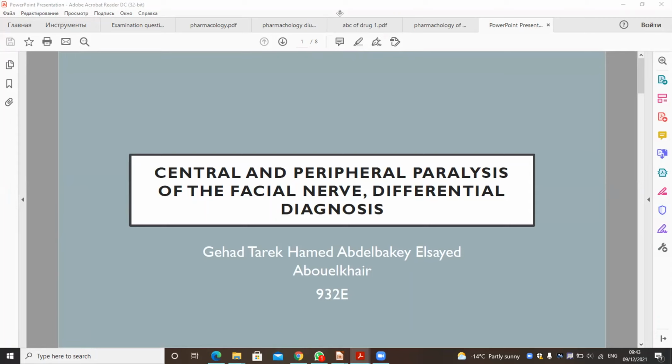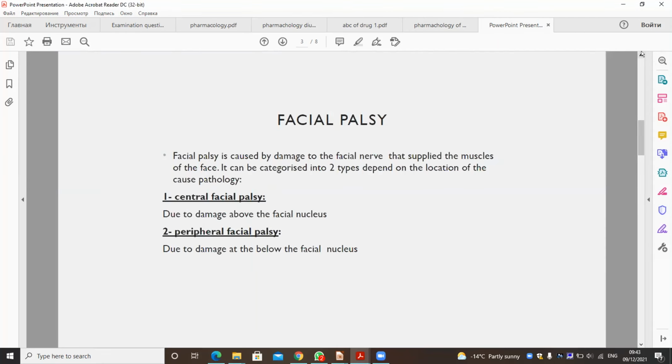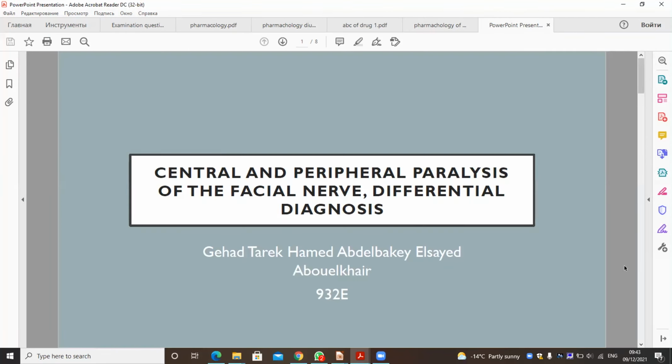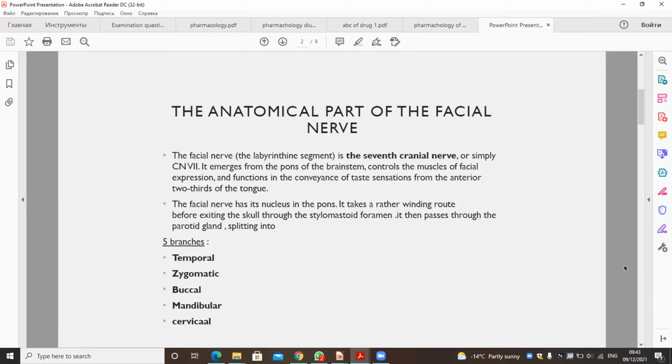Okay. The topic will be about the central and peripheral paralysis of the facial nerve, the differentiation, and the diagnosis. So I will talk about the anatomical part of the facial nerve.